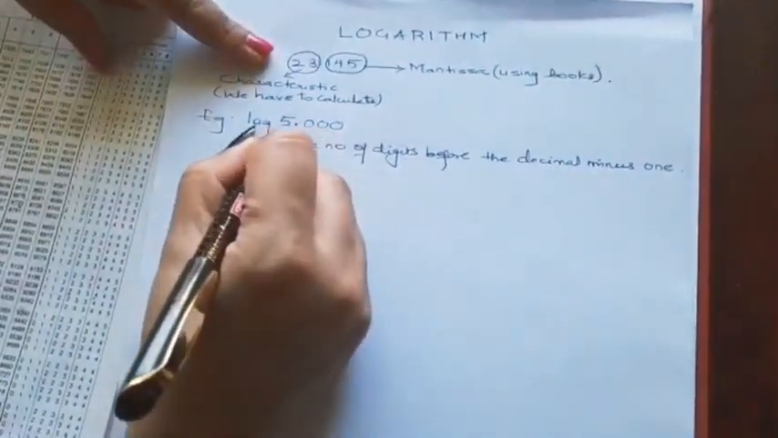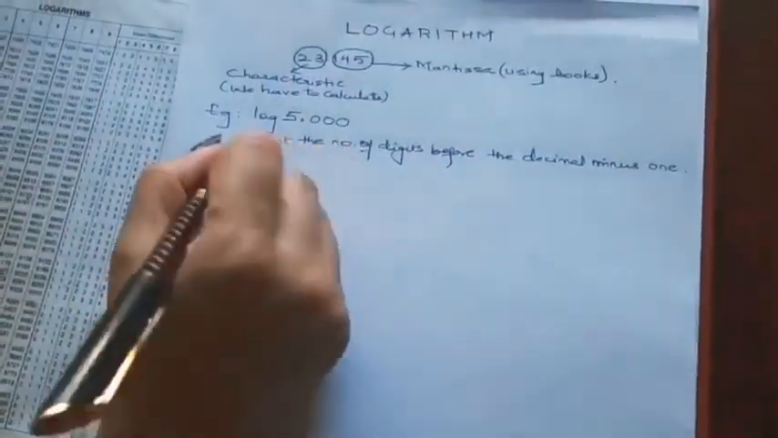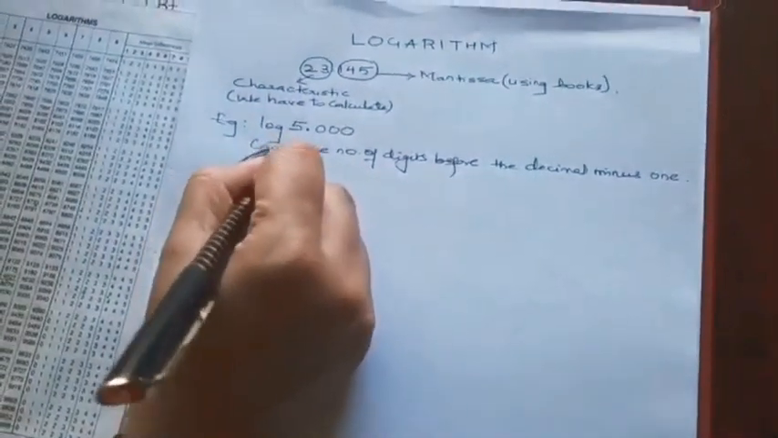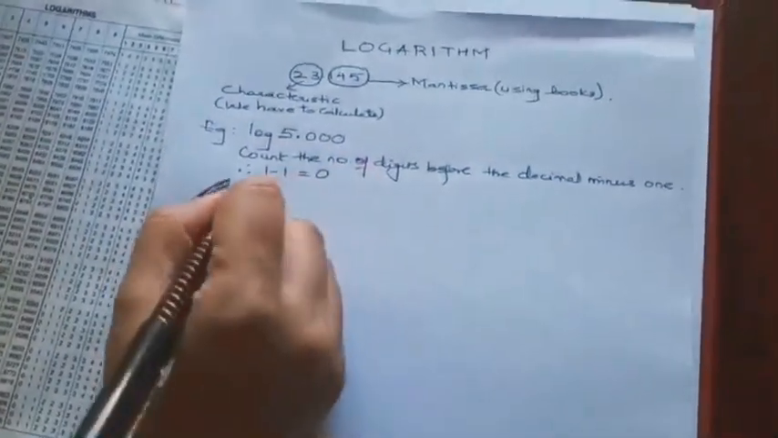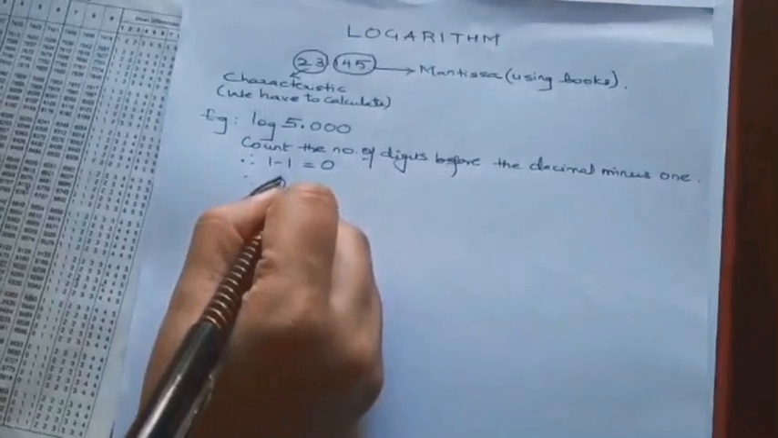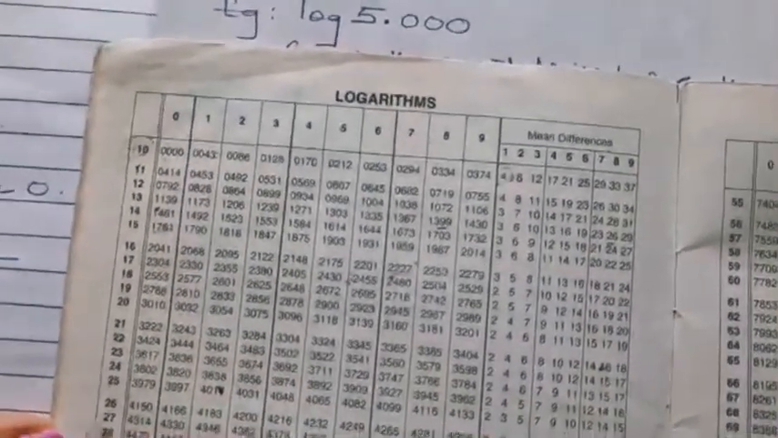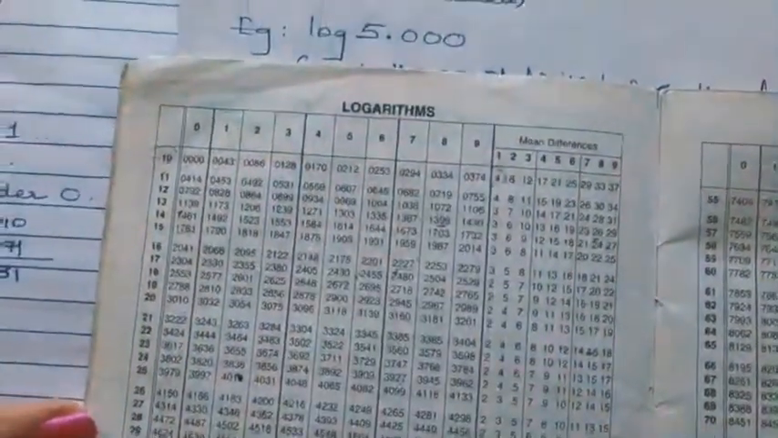So how many digits are there before the decimal here? Just 1 digit, that is 5. So 1 minus 1 is 0. Therefore the characteristic is 0 here. Then we put the decimal, 0 point. Now we need to find the mantissa, and to find it we have to see the logbooks. Since there is no 5 here, and the table starts from 10, you have to take the first 2 digits. As I have told you, you need 4 digits to find the log, so it is 50. You have to see under 50.